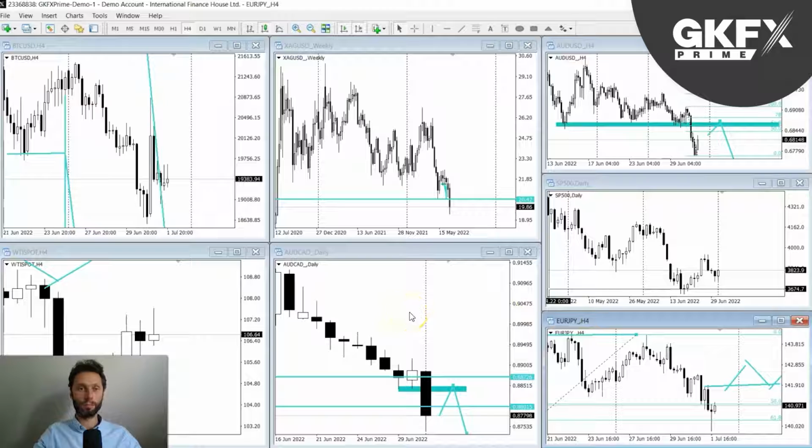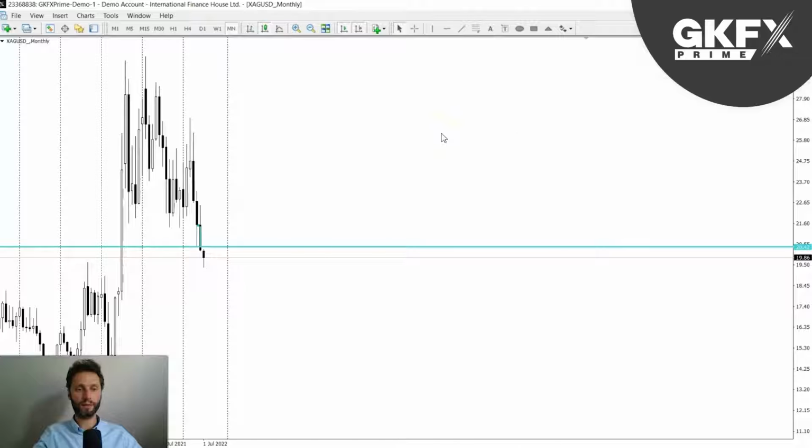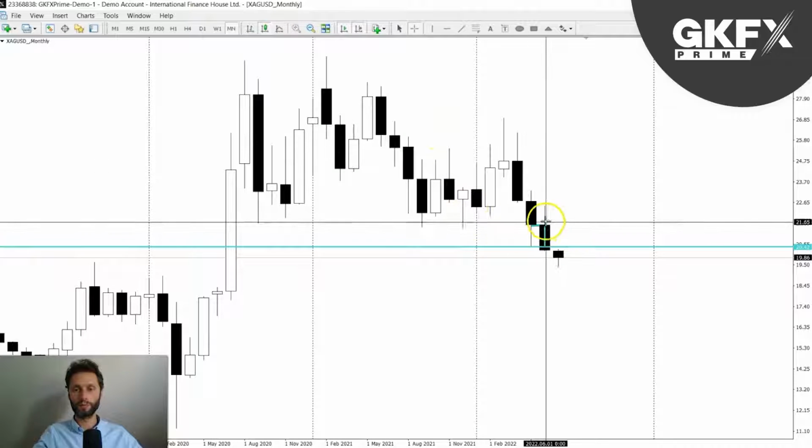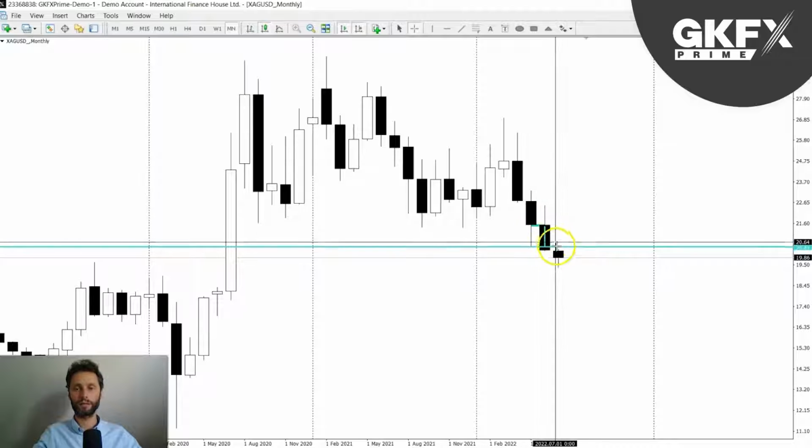Right, that's Euro Yen. Let me go now to, I'm going to go down to silver. Let's have a look at what's happening on silver. I'm going to start with the monthly. Let's just zoom in. So last month, this candle, very bearish, very clear to see. Current month is in play here.